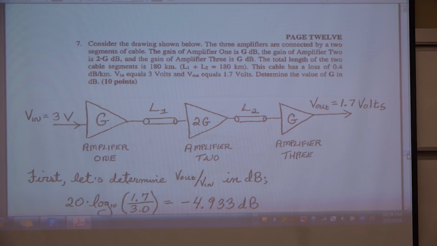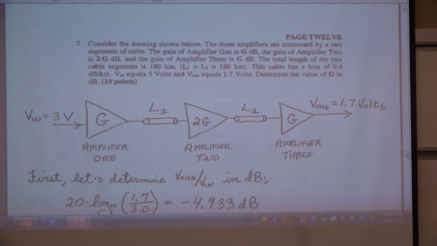Consider 3 amplifiers connected by cable. The gain of amplifier 1 is G. The gain of amplifier 2 is 2G. As you can probably guess, the unknown is G. And the gain of amplifier number 3 is G. The total length of cable is 180 kilometers. L1 plus L2 is 180 kilometers. The cable has a loss, key word, has a loss of 0.4 dB per kilometer.